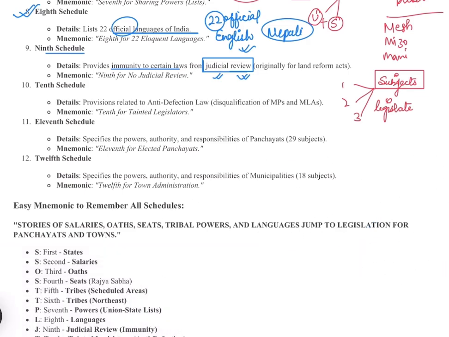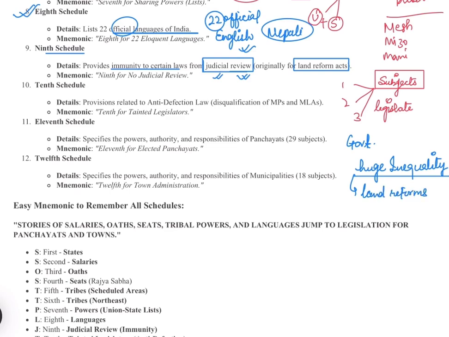If you want to know more about this doctrine, then I'll be telling you in detail. Actually, the land reform acts were formulated by the government. Land reforms, because in our country there was huge inequality. To tackle this, the government came up with land reforms just after the country got independence, in around 1950, 1951.